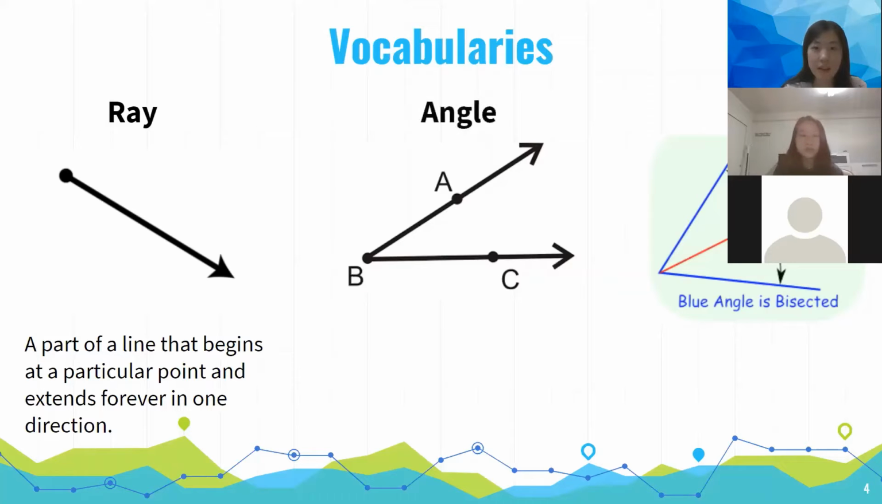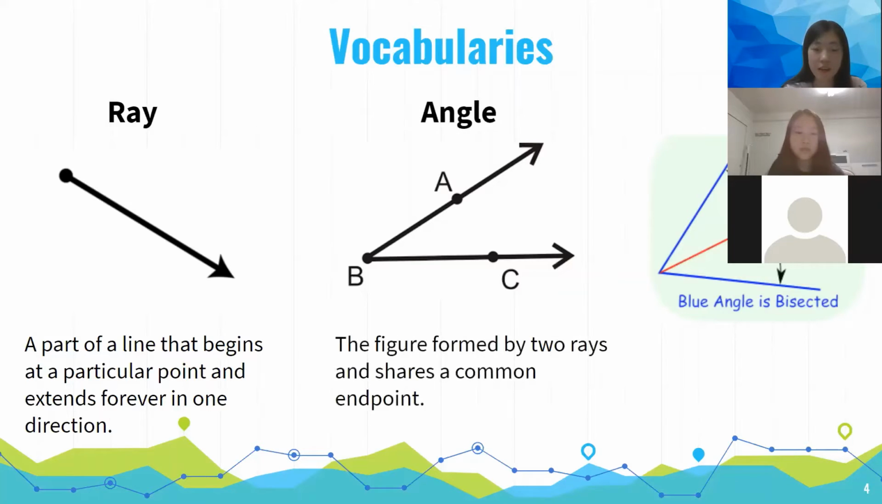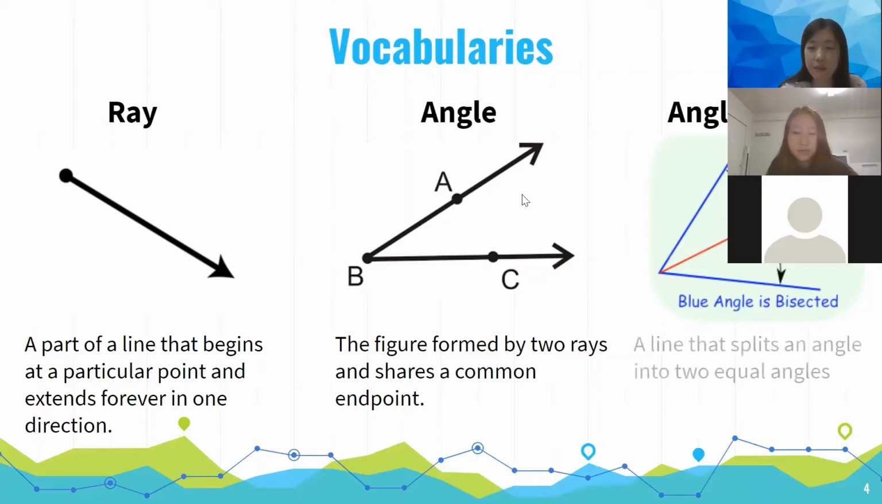And the second one is an angle. It's a figure formed by two rays that share a common endpoint. So you see B is the point, that's an endpoint that they share. It's called a vertex. And the last one is an angle bisector, and it's a line that splits an angle into two equal parts.